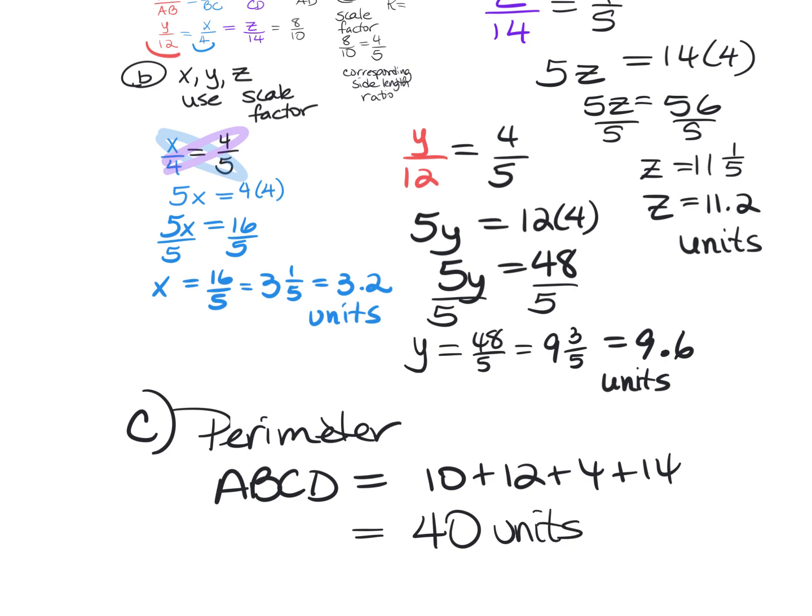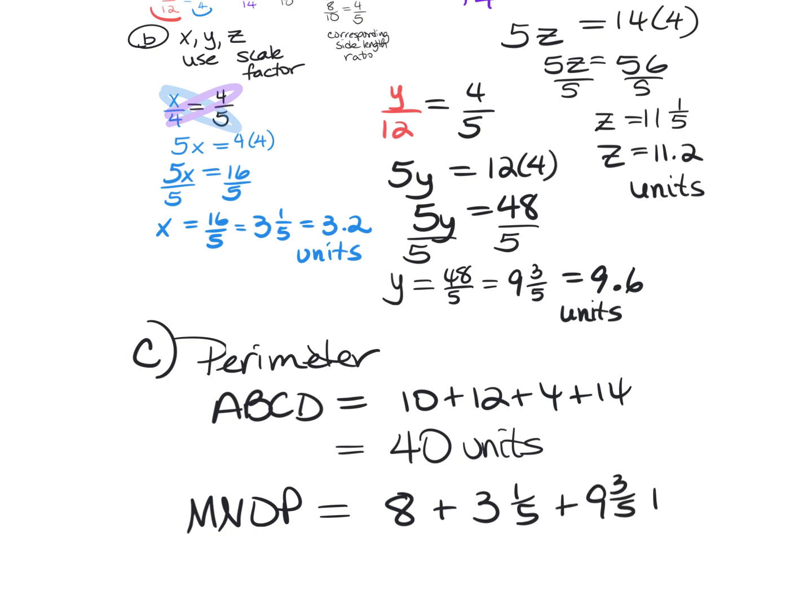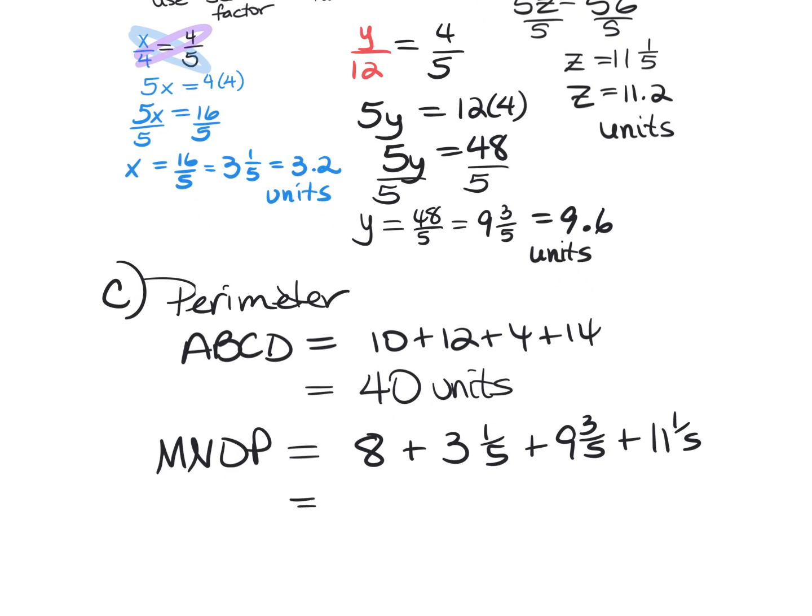Now the smaller figure, the MNOP, I could either choose to use the fractions or use the decimals. So if I did it using the fraction answers, it's not bad because they already all had a common denominator. So then that would have given me 31 and 5 over 5, which equals 32 units.